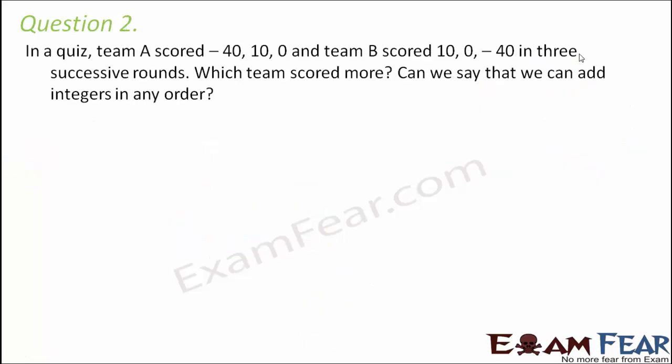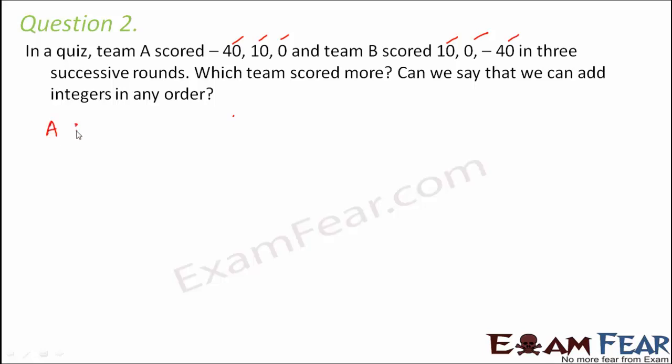Question number 2. In a quiz, team A scored minus 40, 10, 0 and team B scored 10, 0, minus 40 in 3 successive rounds. So this is like the score of round 1, round 2, round 3. Similarly, round 1, round 2, round 3 for team B. Which team scored more? Now, if I ask you about the total score, first you need to find the total score of both team A and team B.